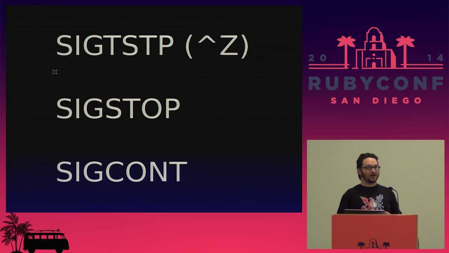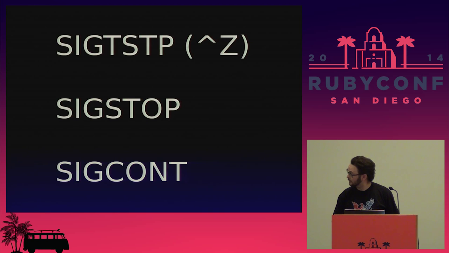All right. I'm sure you all have your favorite signals. A lot of people like kill dash nine because, you know, power, I can kill and they're dead forever. My personal favorite is actually sig stop. Now, there's this sig t stop. What's going on? That was awesome. Sig t stop is one you can catch. So you hit control Z.